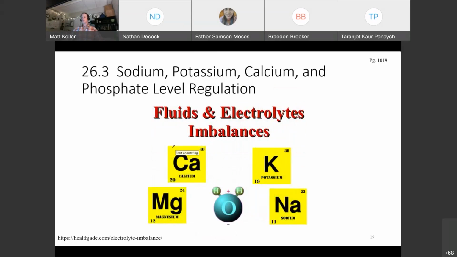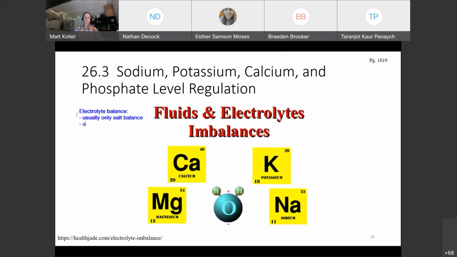Okay, so we talk about sodium, potassium, calcium, phosphate level regulation. So the body needs to control the concentration of these electrolytes within the fluid balance. And it's funny because we haven't really gotten to acid base, but we'll get there eventually. So we have calcium, Ca, magnesium, Mg, potassium, K, sodium, Na, and what else? Phosphate, pH. So really, when we're talking about electrolyte balance, we're usually only talking about salt balance.